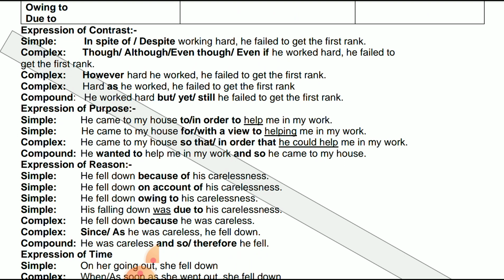If it is present tense, you have to use want to. If it is past tense, you have to use wanted to. And so we have to use, so that it becomes a compound sentence and a coordinate conjunction is used.